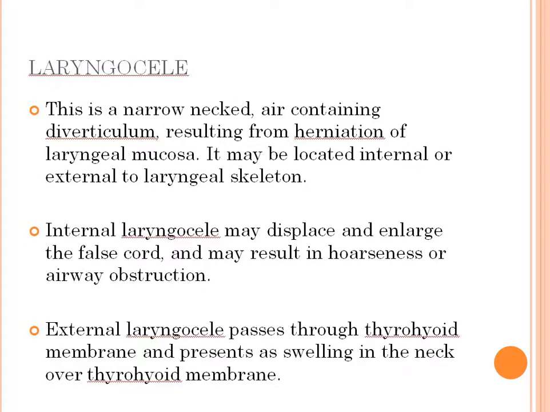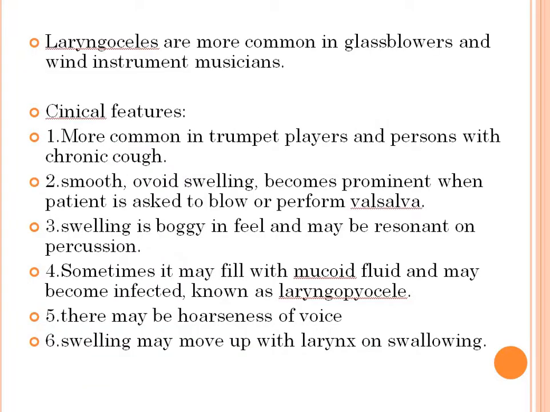Laryngocele. This is a narrow-necked air-containing diverticulum resulting from herniation of the laryngeal mucosa. It may be located internal or external to the laryngeal skeleton. An internal laryngocele may displace and enlarge the false cord and may result in hoarseness or airway obstruction, whereas an external laryngocele passes through the thyrohyoid membrane and presents as a swelling in the neck over the thyrohyoid membrane. Laryngoceles are more common in glass blowers and wind instrument musicians.